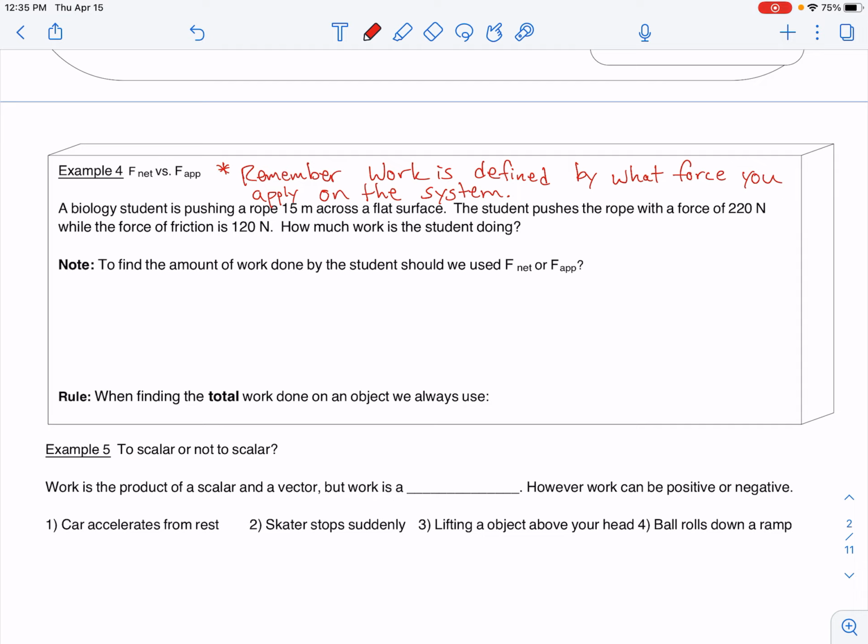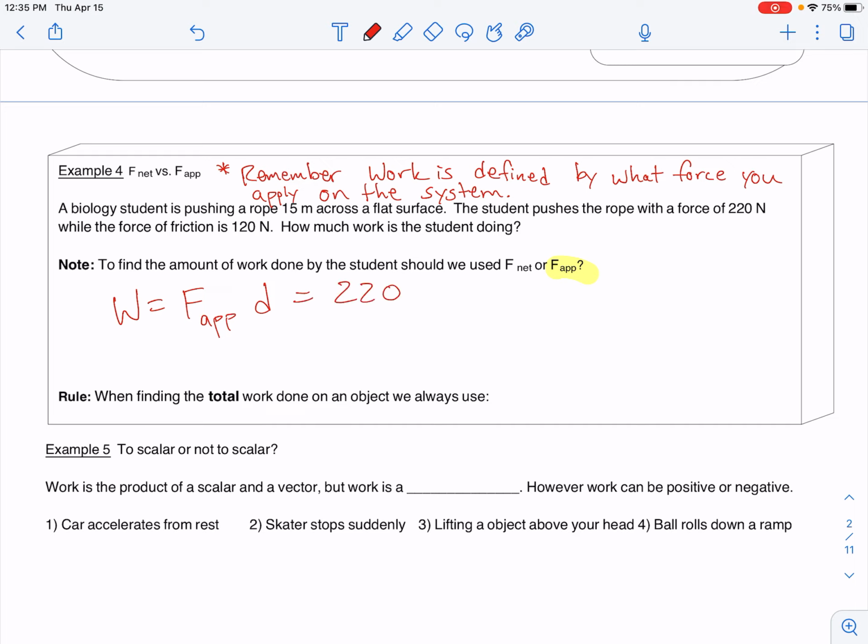All right, to find the amount of work done by the student, should we use the net force or the applied force? So again, our work is defined by what force we apply on the system. So we are using the applied force in this case. Our work is defined as the applied force times distance.